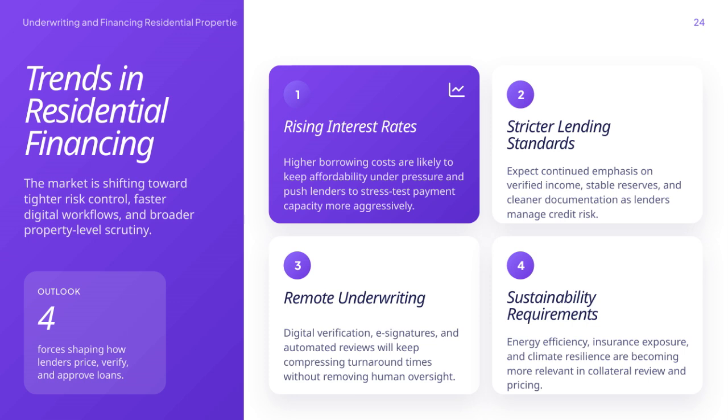Finally, sustainability requirements are growing in importance. Factors like energy efficiency, insurance risks, and climate resilience now play a bigger role when reviewing collateral and setting loan terms. Together, these forces are reshaping how residential properties are underwritten and financed moving forward.